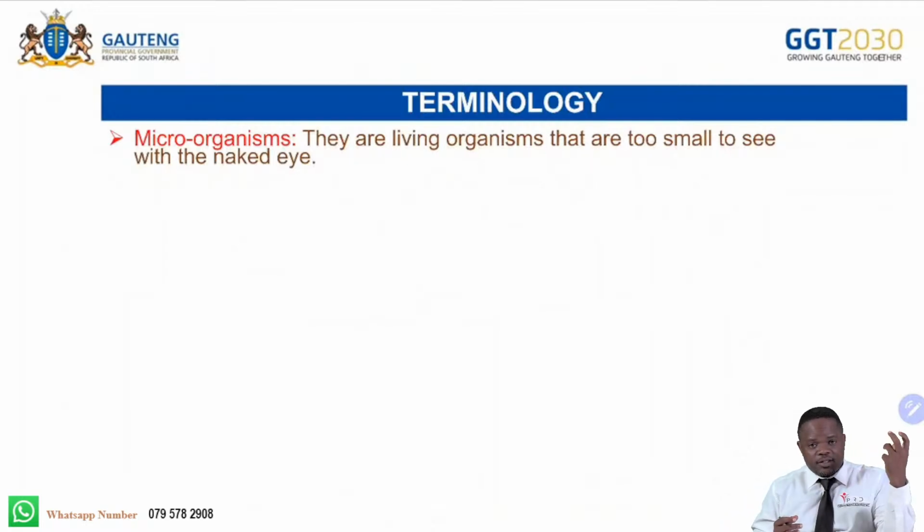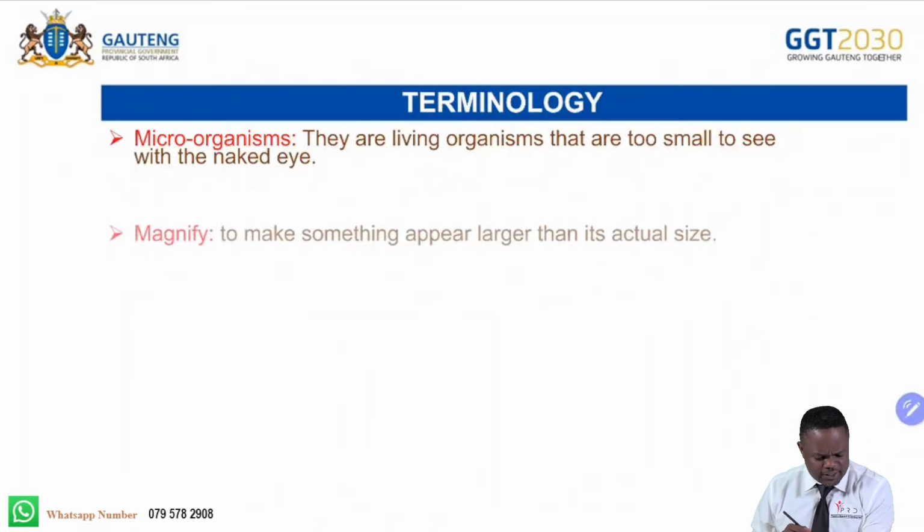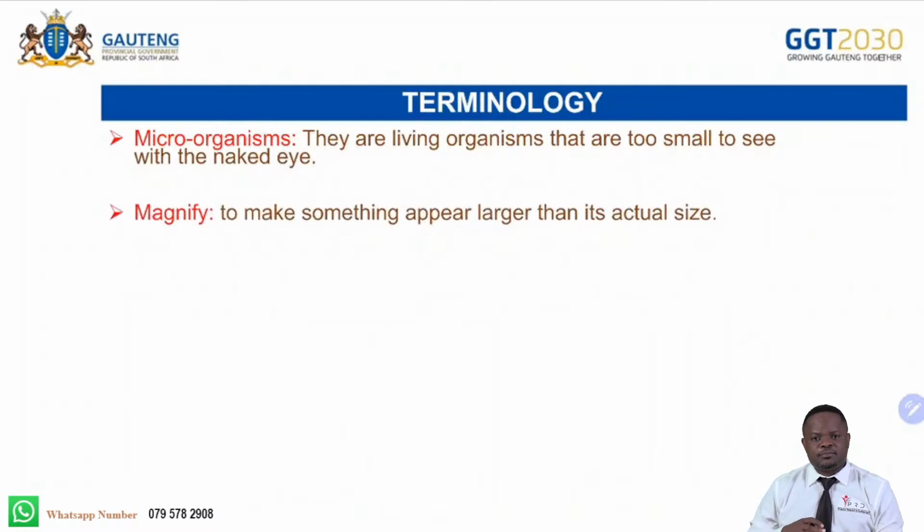So you cannot see them. Just like the COVID-19, we could not see it, but we just put on masks, hoping that we do not get infected. Right, so we cannot see them by our naked eye. Then we have the term to magnify. To magnify is to make something appear larger than its actual size. So in other words, these microorganisms, we can view them under proper instruments, and we increase their size. Though we cannot see them by the naked eye, we can make them bigger by magnifying them.